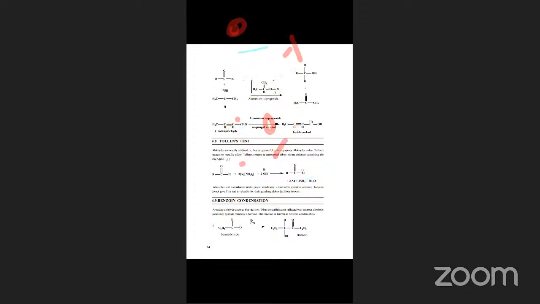So this is C6H5 and C double bond OH, an aldehyde with an aromatic ring, a benzene ring. When 2 moles of benzaldehyde are refluxed with aqueous alcoholic potassium cyanide, KCN, K plus CN minus, the CN minus acts as a nucleophile. 2 moles of benzaldehyde are converted into benzoin. This reaction is called benzoin condensation.